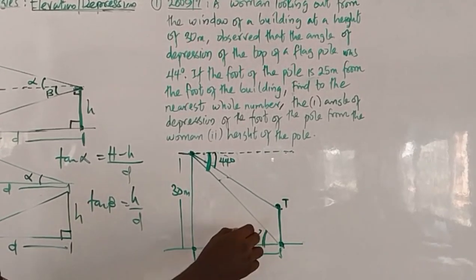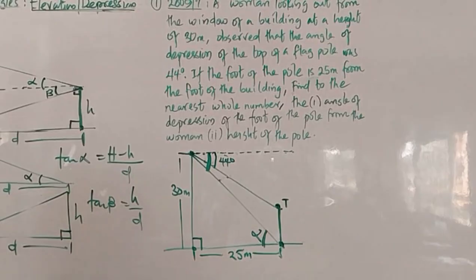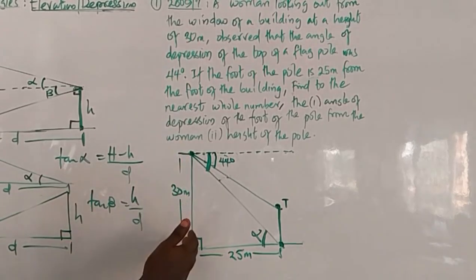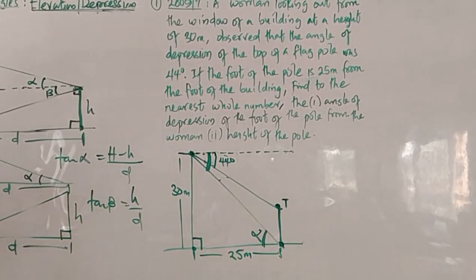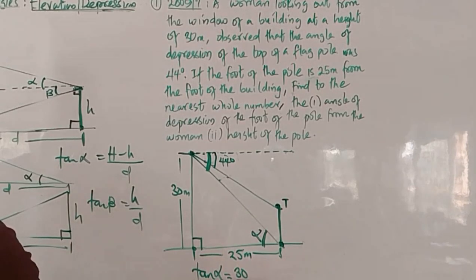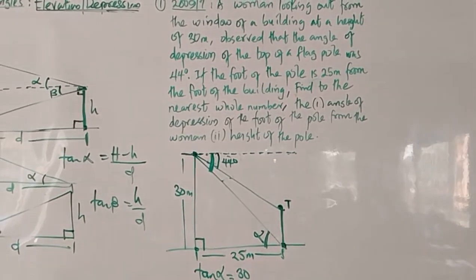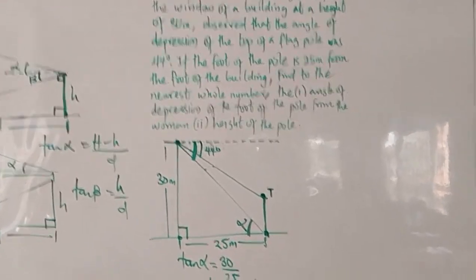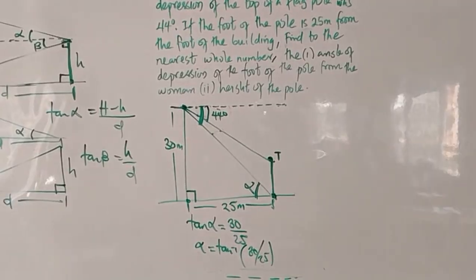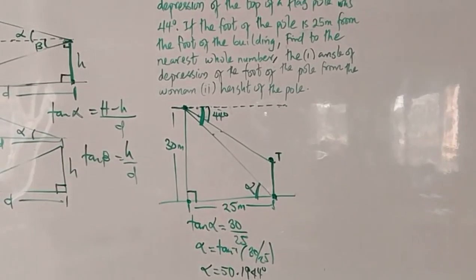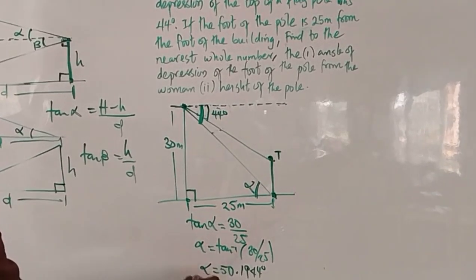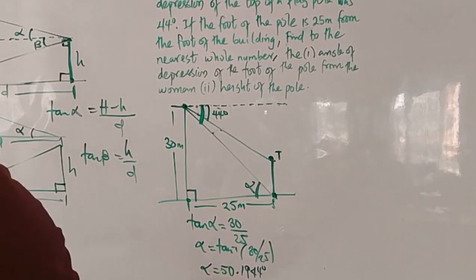So let's call this angle alpha. This is definitely 90 degrees. So when you observe, this is opposite, this is adjacent. So we just use what? Tan alpha. So tan alpha is what's the opposite? 30 over 25. From here, alpha is the tan inverse of 30 over 25. With the help of your calculator, we can get alpha to the nearest whole number. The angle of depression is going to be 50 degrees.